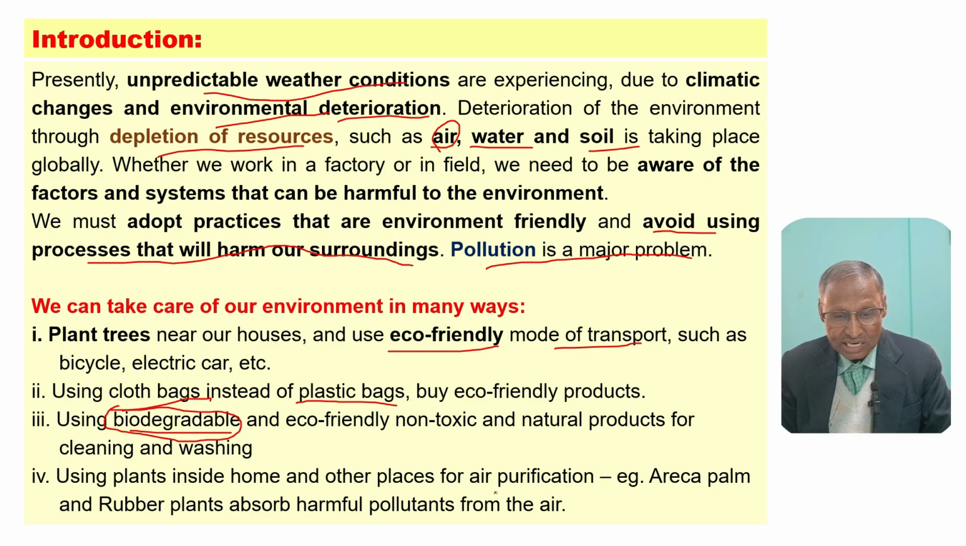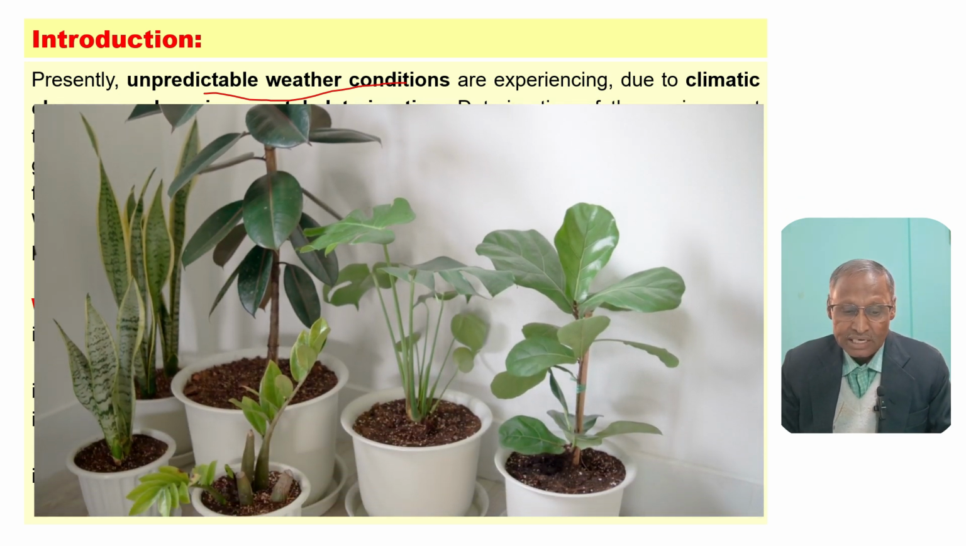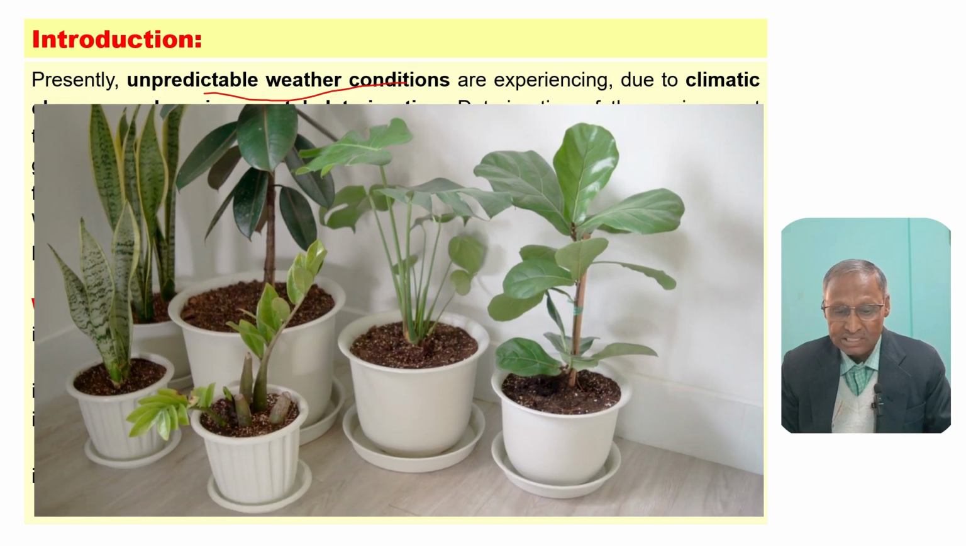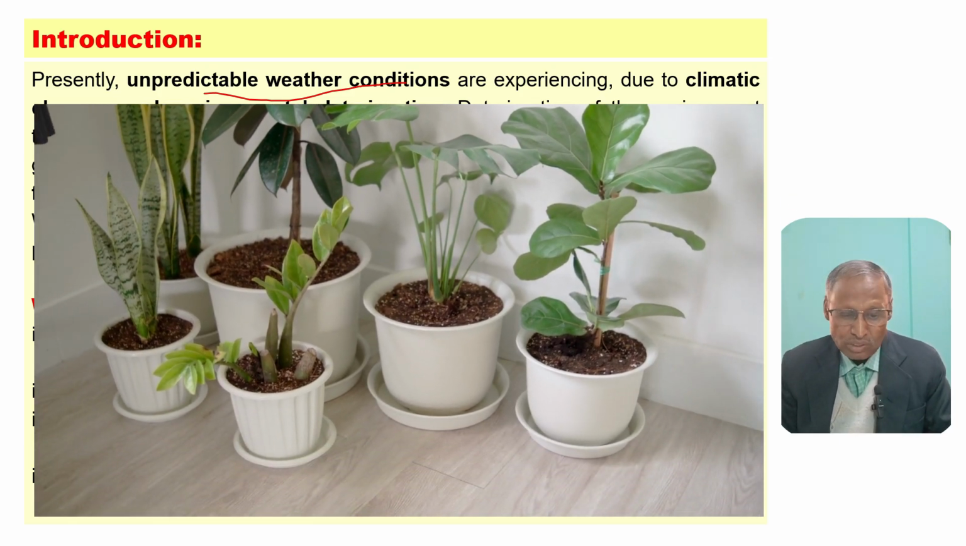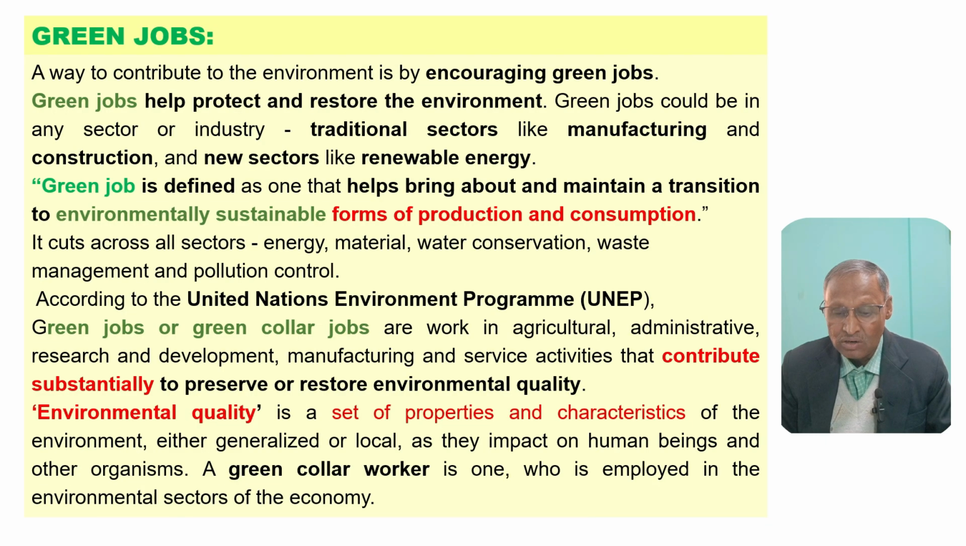Using plants inside home and other places for air purification. So if we keep potted plants, or plants planted in containers, inside the home, that is the interior decoration, this will also purify air pollution. Such plants like areca palm, rubber plants, neem plants, etc. absorb harmful pollutants from the air. So these plants help in getting pure air or purification of the air in our homes.